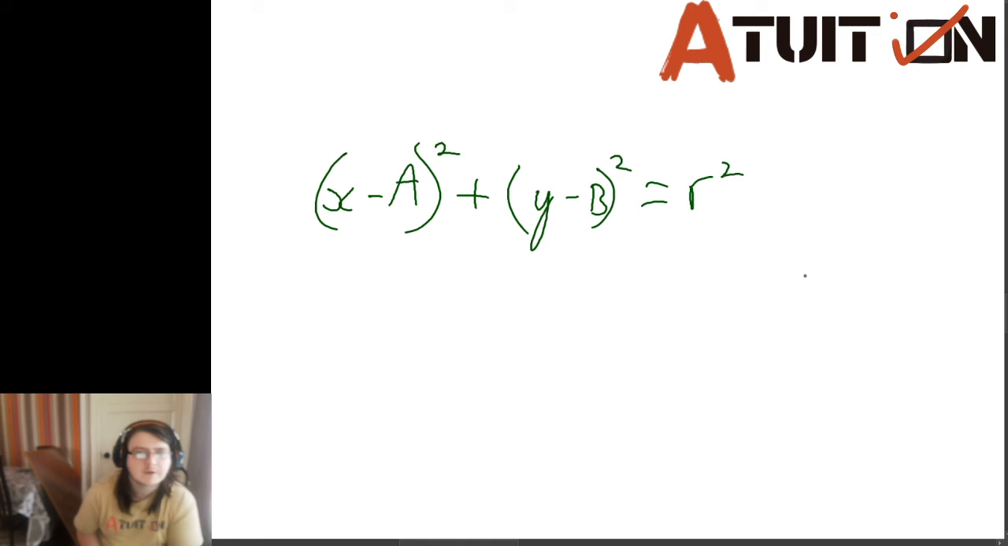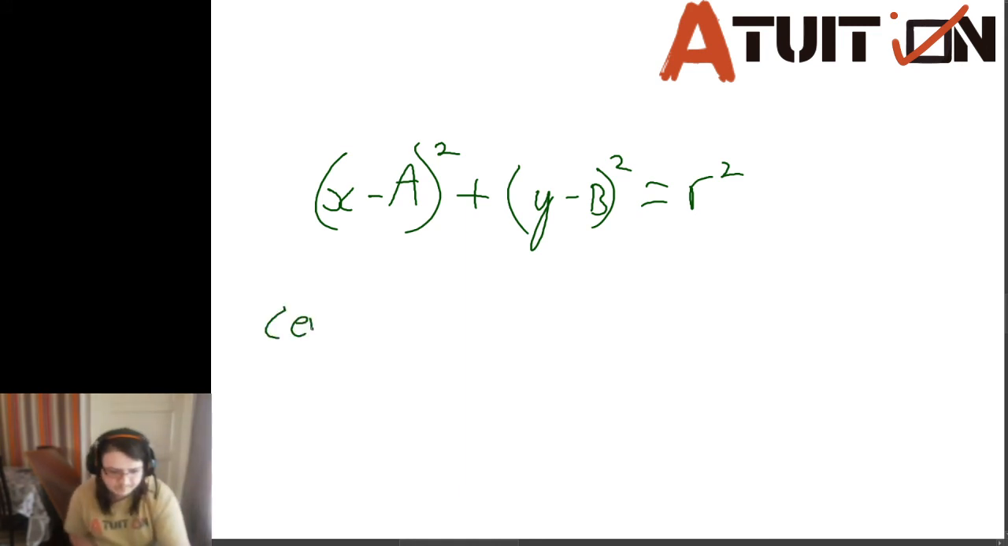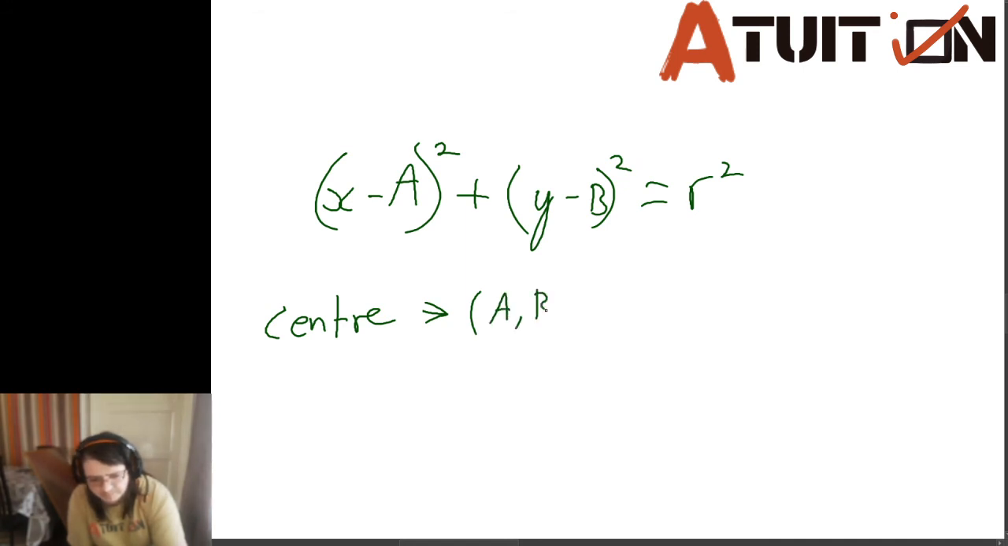If you want the center of the circle, the center is just coordinates (a, b). So whatever numbers those are, if this was (x plus 4) squared, then minus 4 would be the x coordinate for the center of the circle.